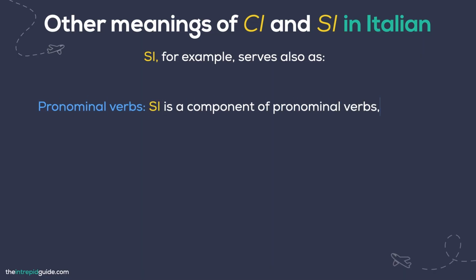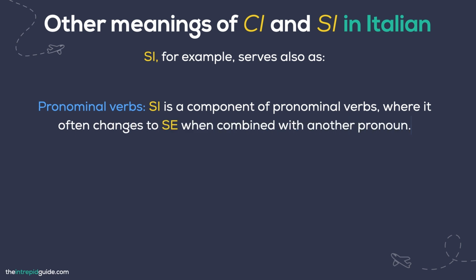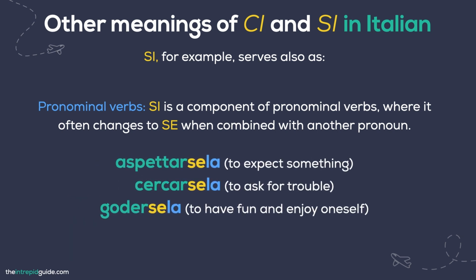And pronominal verbs. Now, si is a component of pronominal verbs, where it often changes to se when combined with another pronoun. For example, Aspettarsela, to expect something, Cercarsela, to ask for trouble, or Godersela, to have fun and to enjoy oneself. To learn more about how to use pronominal verbs in Italian, watch this video here.